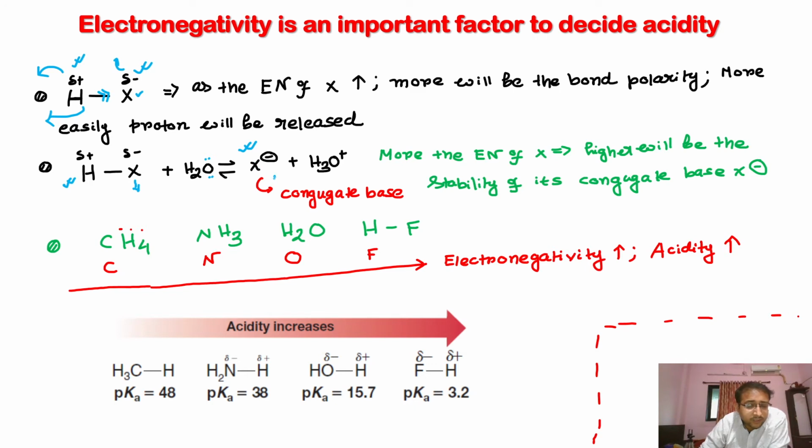So if this conjugate base is very stable, then we can say that the acid is much stronger in nature. So the stronger the acid is, the higher the stability of its conjugate base. So that's why the higher the electronegativity of this X atom, the higher the acidity of the corresponding acid. Okay, so this is the relationship between electronegativity and acidity.